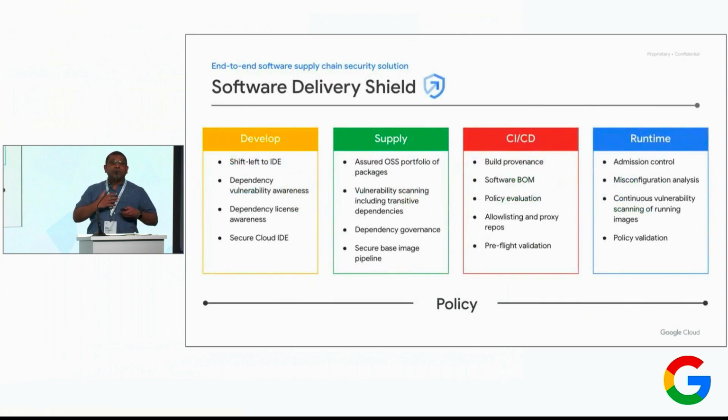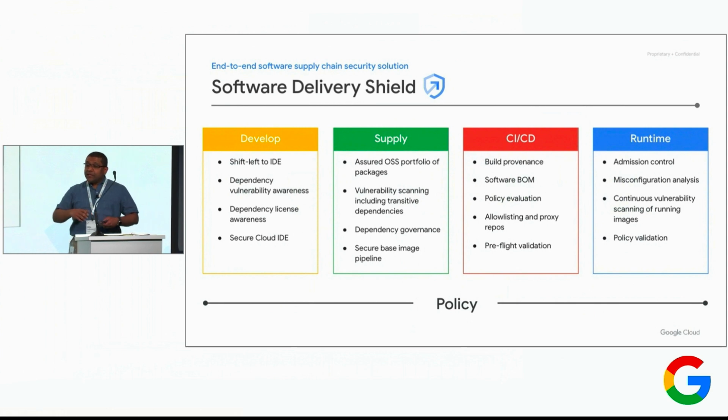And the solution that Google Cloud provides, there are other solutions in the market also, but from Google Cloud's perspective, we provide a tool called Software Delivery Shield. It is a fully managed end-to-end software supply chain security solution. It provides a comprehensive solution for all the attack vectors that you saw in the previous slide.